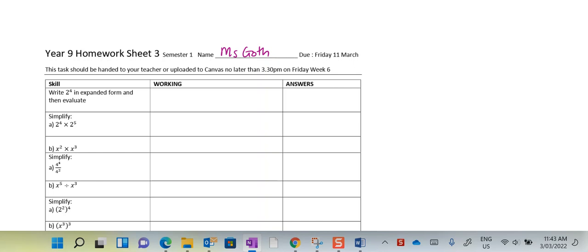So the first one, instead of expanding 2 to the power of 4, I'm going to expand 5 to the power of 3. My working out will be 5 times 5 times 5, and either using my head or my calculator, that will be 125.